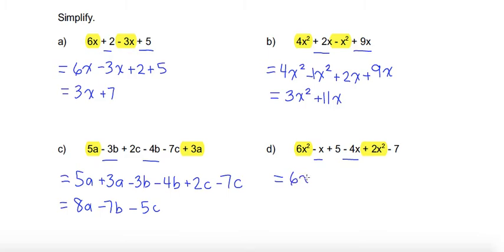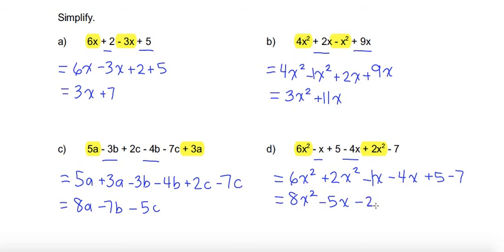So 6x squared plus 2x squared. Next is our negative x minus 4x. And lastly, our constants, plus 5, take away 7. Now I'm going to combine those like terms. 6 plus 2 gives me 8x squared. Negative 1, remember there's a 1. Negative 1 take away 4 is negative 5x. And 5 take away 7 is negative 2.